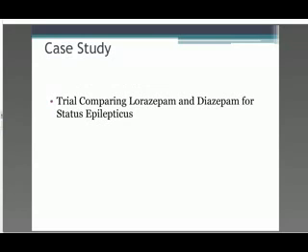Now, I wanted to tell you a little bit about a study that we did, and I'd mentioned this in passing before, and this was about our clinical trial comparing lorazepam and diazepam for status epilepticus.